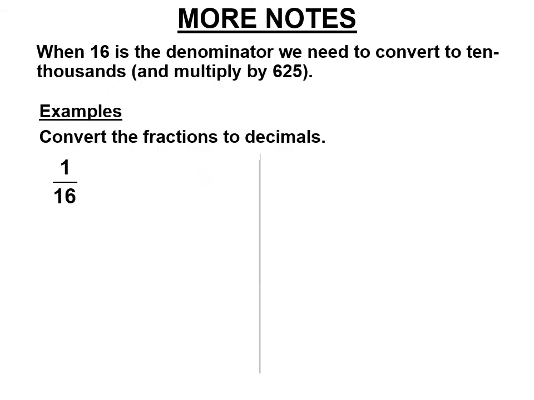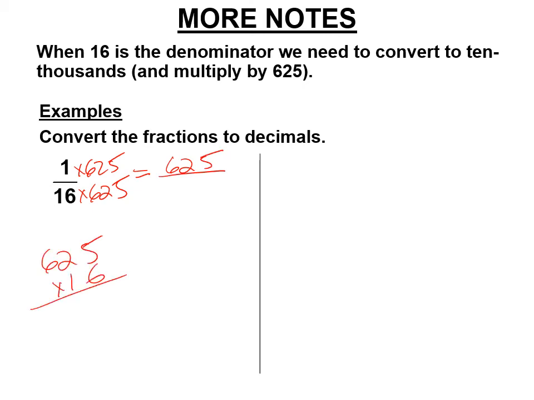Now, when 8 was the denominator, it was multiplied by 125. When 16 is the denominator, you multiply by 625. This doesn't come up near 8. 1/8 will come up all the time in real life and in class. I just wanted to show you one that went out past 1,000. So this is going to be 625 over, what is 625 times 16? Well, 6 times 5 is 30, 6 times 2 is 12, plus 3 is 15, then 6 times 6 is 36, plus 1 is 37.